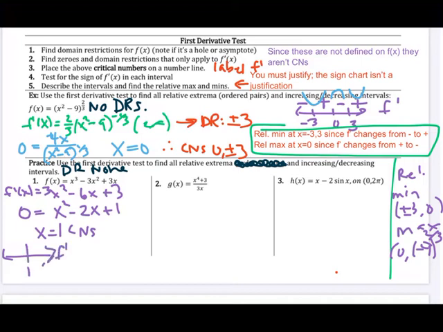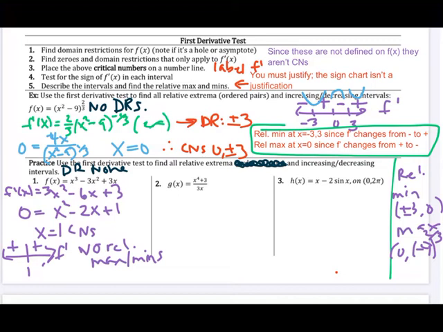If I plug in 0 to the derivative, I get 1. That's positive. If I plug in 2 to the derivative, I'm going to get also 1, which is also positive. So this is not changing sign at all. The derivative is positive throughout the entire function, with the exception of at 1 where the derivative is equal to 0. This means there are no relative max or mins on this function.